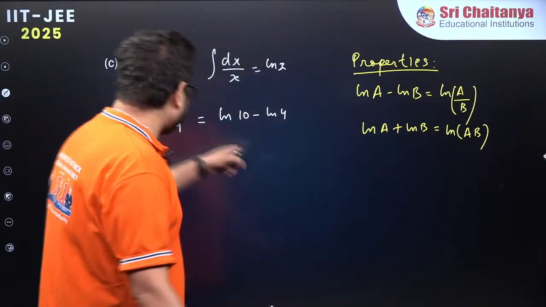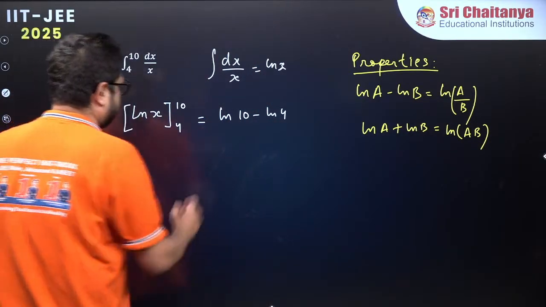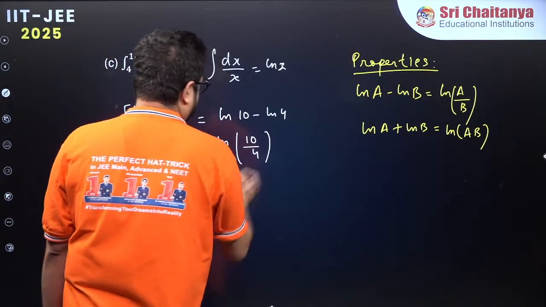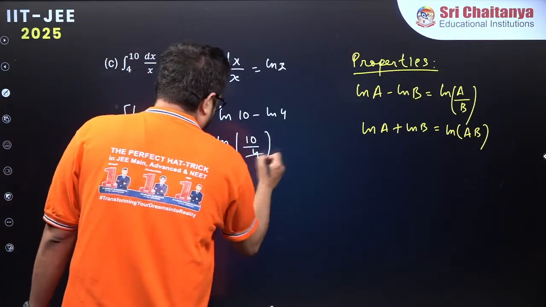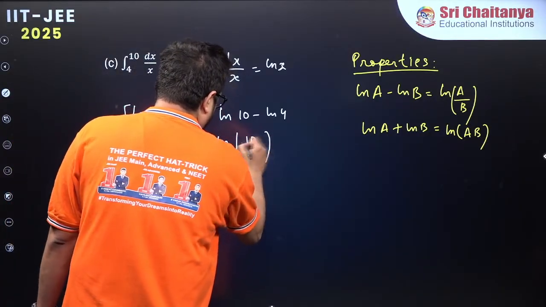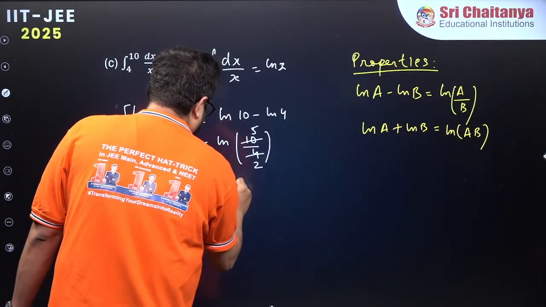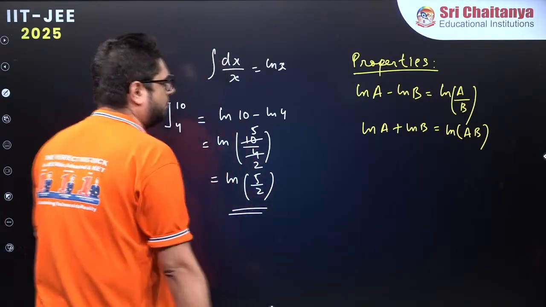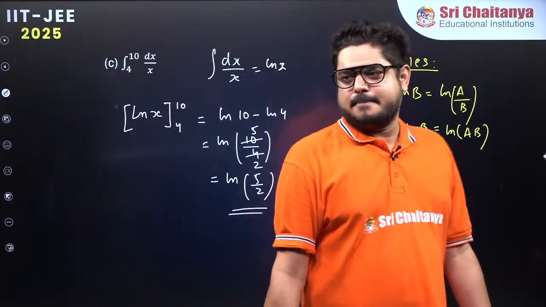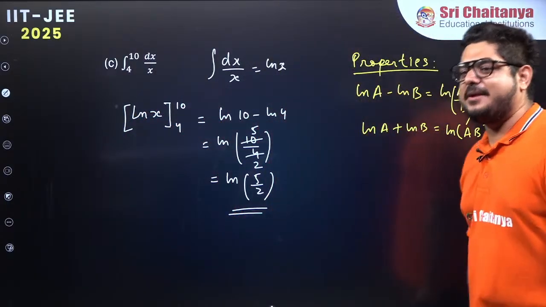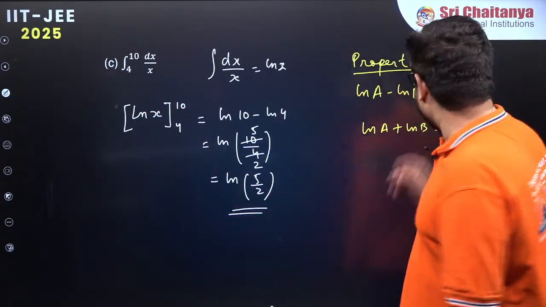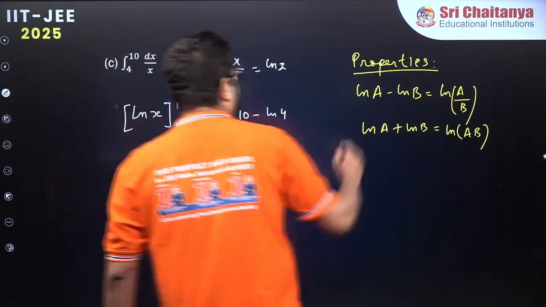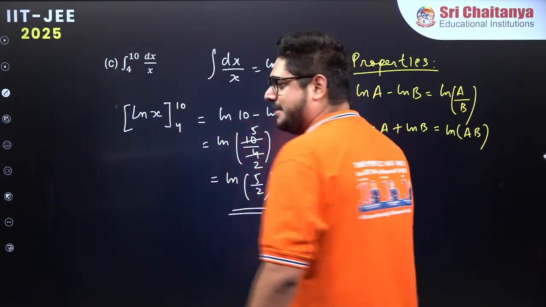Okay? So based upon it, I can write this as ln of 10 by 4. Simplify it. What are you going to get? 2 times 2 is 4, 2 times 5 is 10. So as a result, I will be getting 5 by 2. Ln of 5 by 2 is going to be the answer. I hope you can note down these two properties of ln, which you are going to be using throughout your physics curriculum for JEE Main and Advanced. Okay?